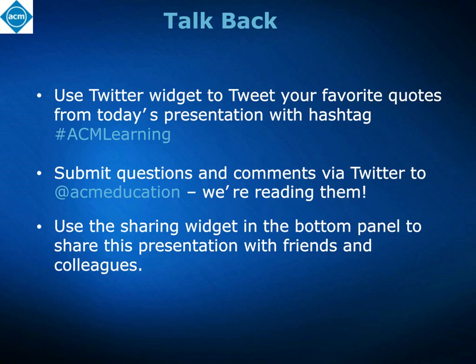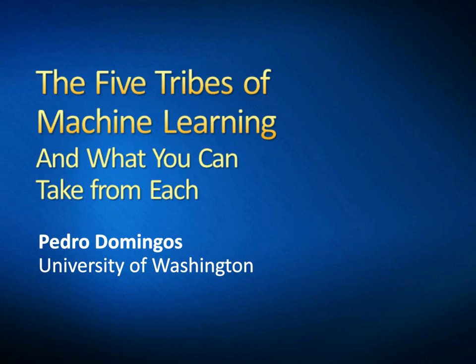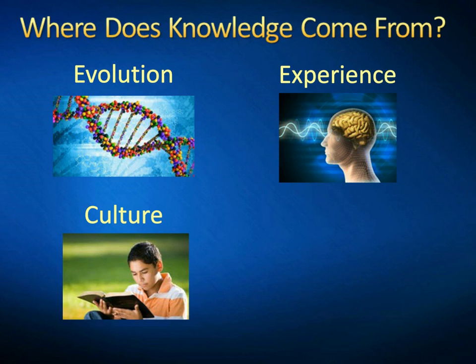Thanks, Gregory, and thanks everyone for joining the webinar. Let me start with a very simple question. Where does knowledge come from? Until very recently, it came from 3 sources. Evolution, that's the knowledge that's encoded in your DNA. Experience, the knowledge that's encoded in your synapses. And culture, the knowledge that you acquire by talking with other people, reading books, and so on.